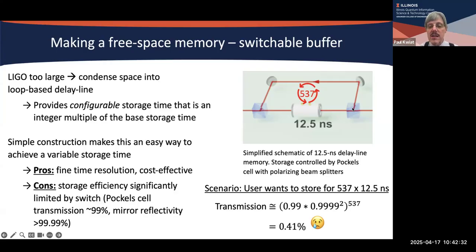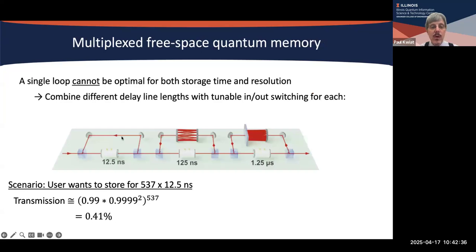So one strategy that we can use to improve that is to do a stacking where we have memories of different lengths. Let's say in this case, I'm showing it as a digital arrangement where each one is 10 times longer than the previous one. So if I wanted to now store for 537 of this base time, instead of going 537 cycles through the shortest system, I'll go 7 cycles through the short system, 3 cycles through the medium length, and 5 cycles through the longest one.